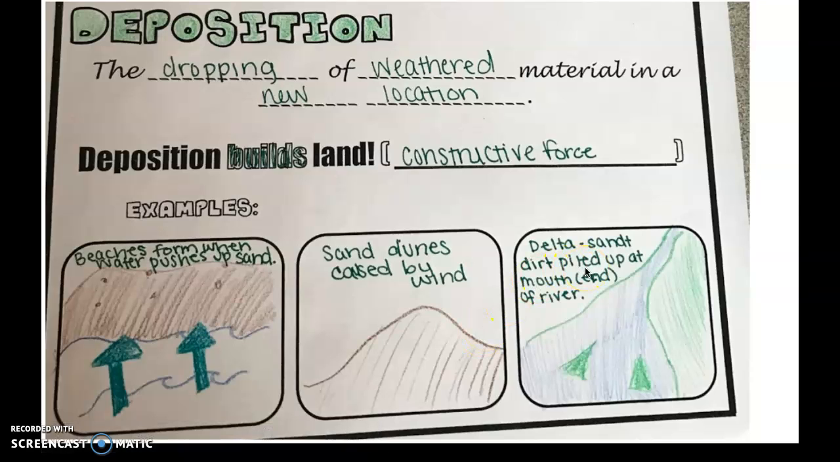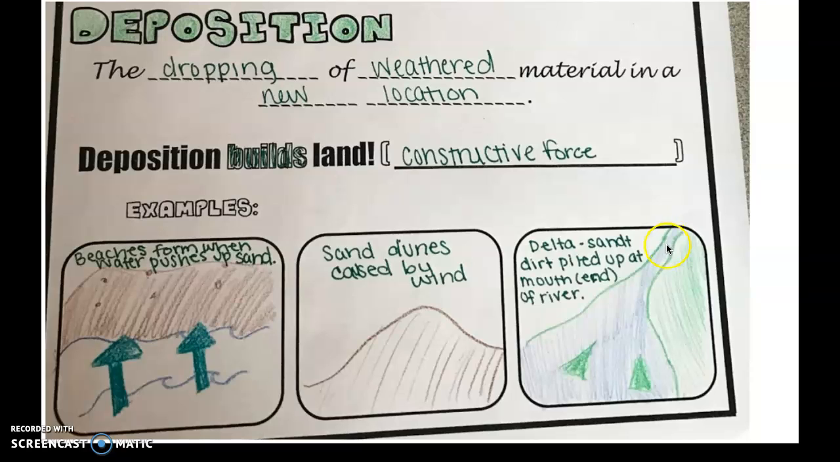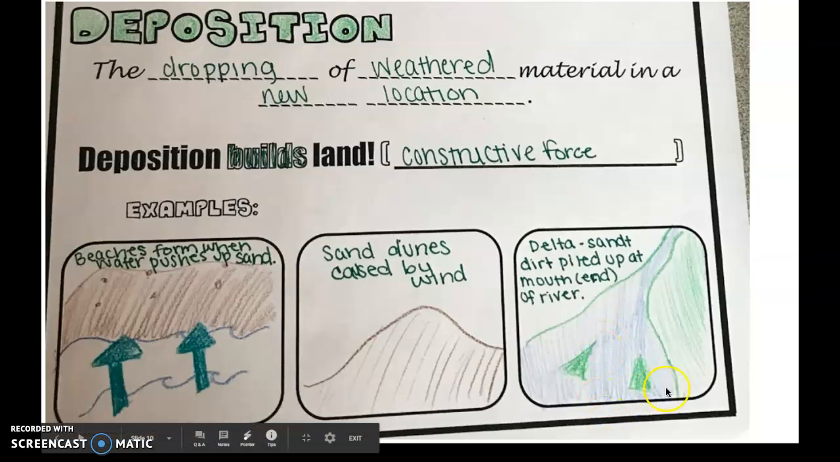And then our deltas are also an example of deposition. Deltas are sand plus dirt piled up at the mouth or the end of the river. This is my delta right here. Remember we talked about how the river is moving really quickly and has sediments, and then when it hits the mouth of the river, it often slows down, so it drops the sediments right there. It deposits them right there, and that's how we get our deltas.